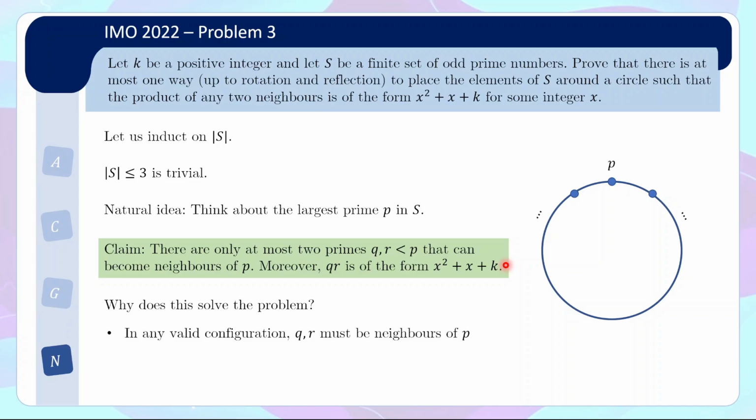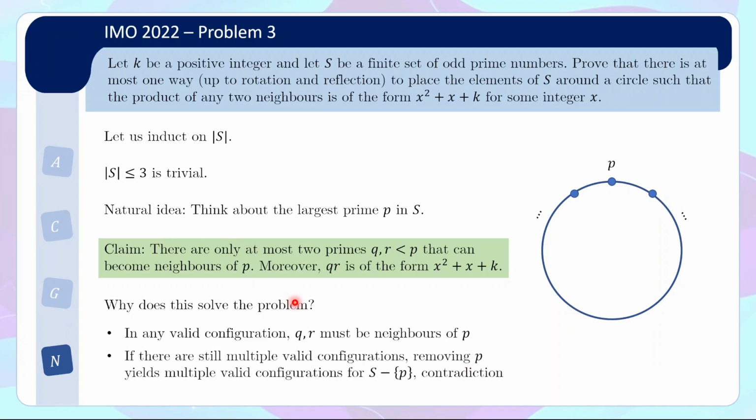Well, let's think about any valid configuration. For any valid configuration, by the first statement, it must be the case that we have Q and R as the neighbors of P. And of course, if Q and R are not even in S, then forget about it. You're just doomed from the beginning. There's no way to put the elements around a circle. But if Q and R are in S, or a whole bunch of primes are in S, it doesn't matter. There are only two primes that can be placed next to P satisfying the condition. This is what we prove in the claim.